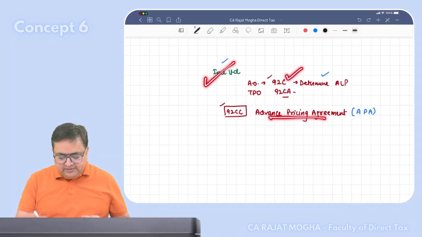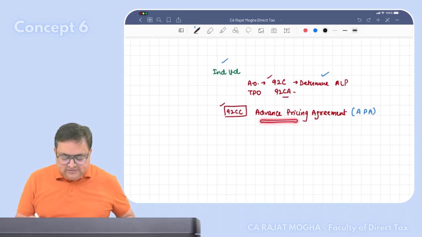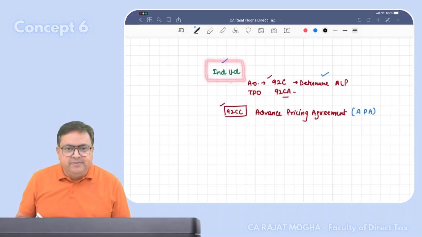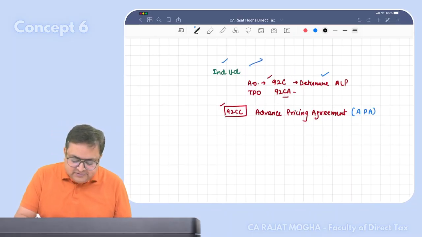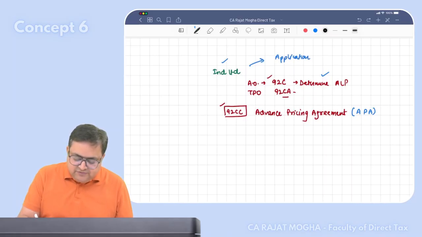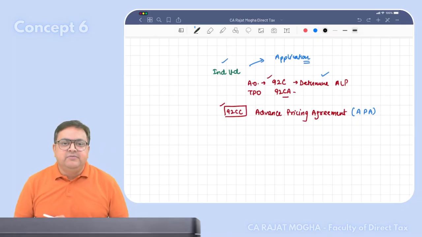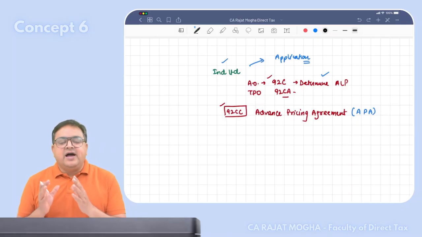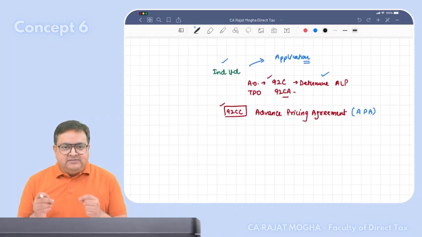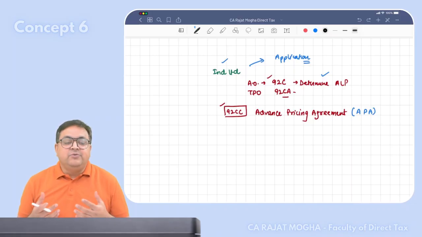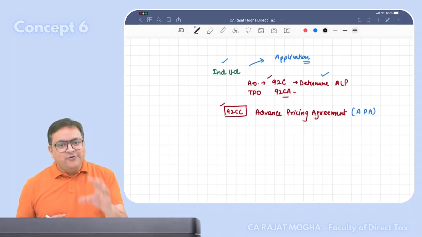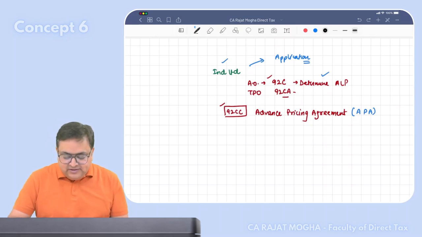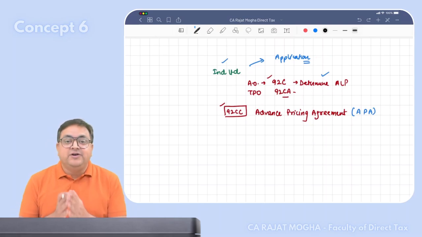It is binding, right? Now, the person who would like to seek APA first of all has to give an application to the Chief Commissioner of Income Tax, or we can say the Director General of Income Tax, that, sir, I would like to enter into APA. First he will take a pre-consultation. What is pre-consultation? He will ask whether my case is fit for APA or not, right? So first of all, they will check whether your case is fit for APA or not.